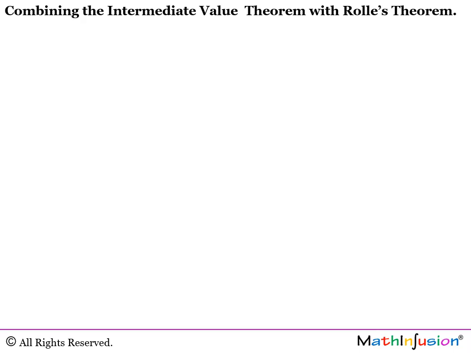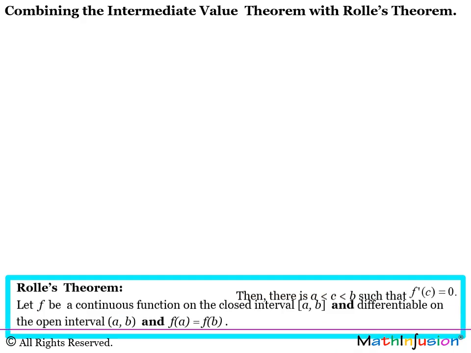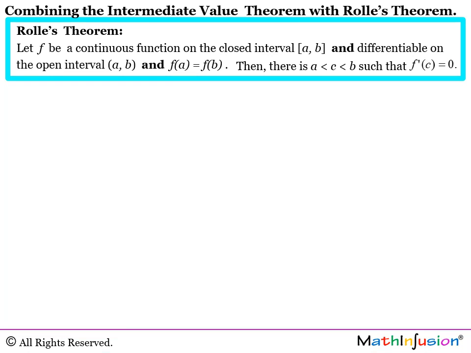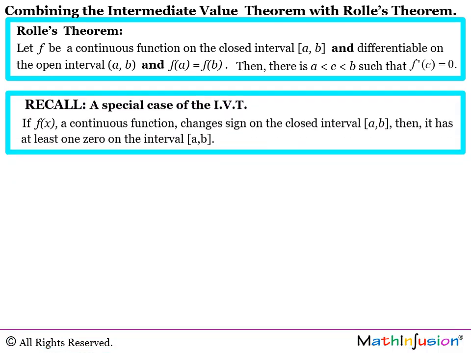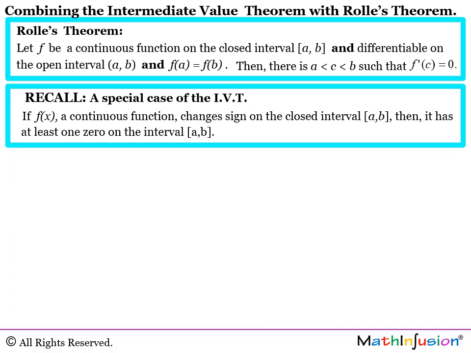Combining the intermediate value theorem with Rolle's theorem. Here is Rolle's theorem. We just learned about that. I would like to recall a special case of the intermediate value theorem that says that if a function is continuous and it changes signs on the closed interval [a, b], then it has at least one 0 on the interval [a, b].